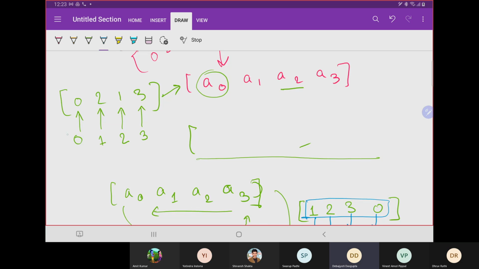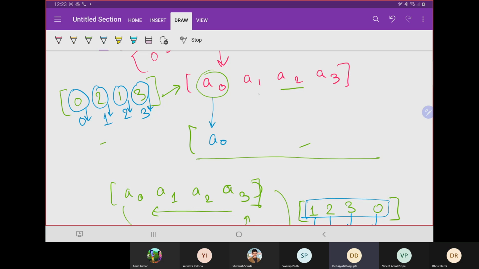So what is happening here? If you are applying a transformation of the form 2 0 1 3, these are basically the final positions of the elements, so 0 1 2 3. Take the zeroth element and put it in the zeroth position, take the second element and put it in the first position, take the first element and put it in the second position, take the third element and put it in the third position. So A0 goes to the zeroth position, A1 goes to the second position, A2 goes to the first position, and A3 goes to the third position.